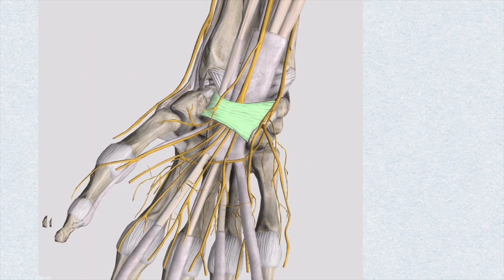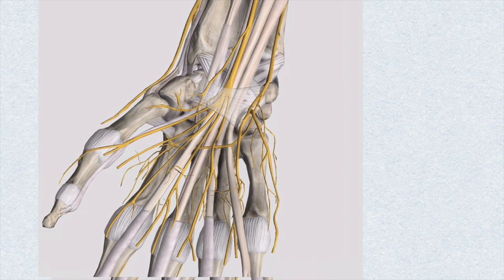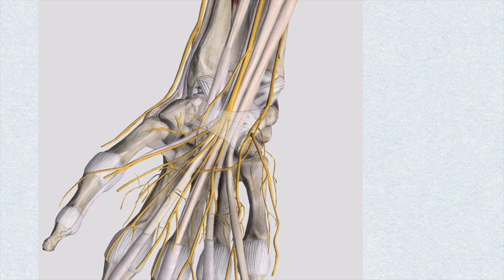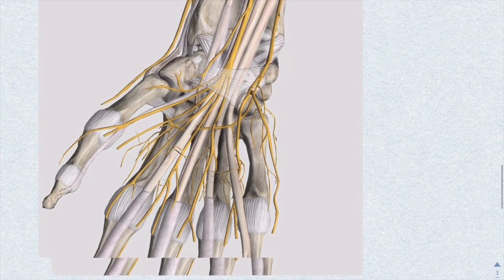Now lastly is the connective tissue here, which forms the roof of the carpal tunnel, the base being the carpal bones. This is the flexor retinaculum, which I had previously mentioned. And here's a trace of the path that the median nerve takes underneath that thick connective tissue.